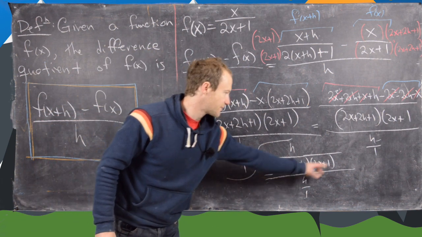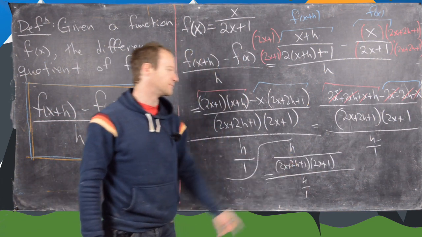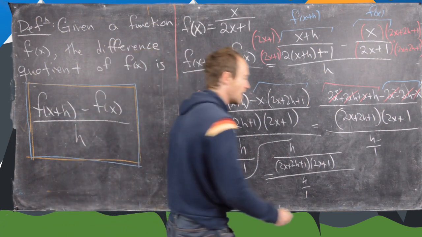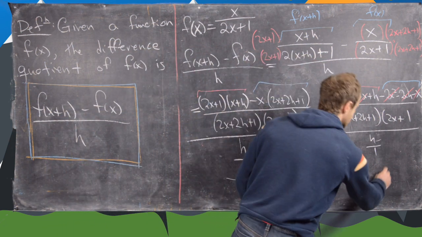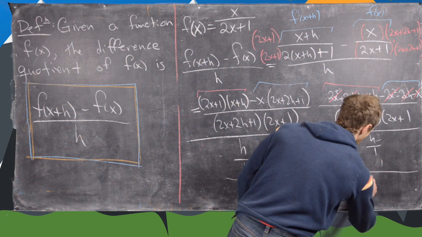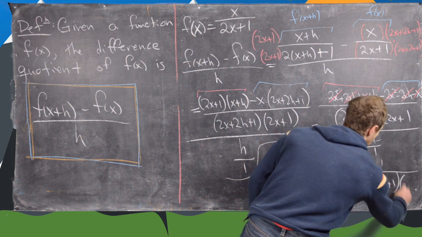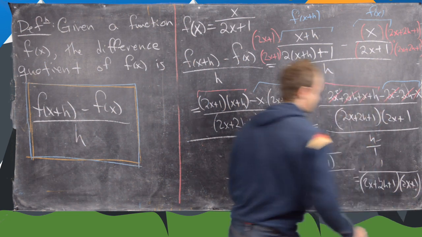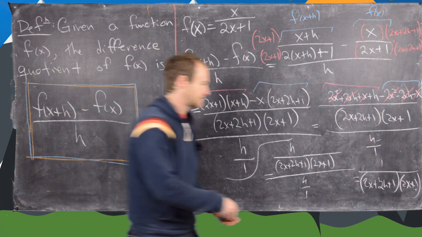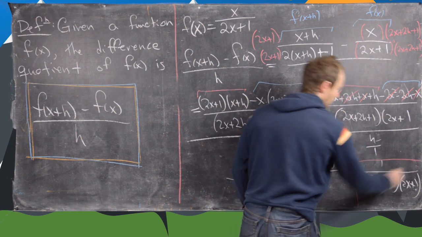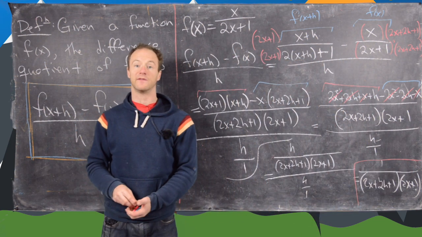So now if we take the reciprocal here and multiply, we'll notice that both of the h's will cancel. And that leaves us with our final answer, which is just 1 over 2x plus 2h plus 1 times 2x plus 1. Good. So let's box that. And that's our final answer. Okay, this is the end of the video.